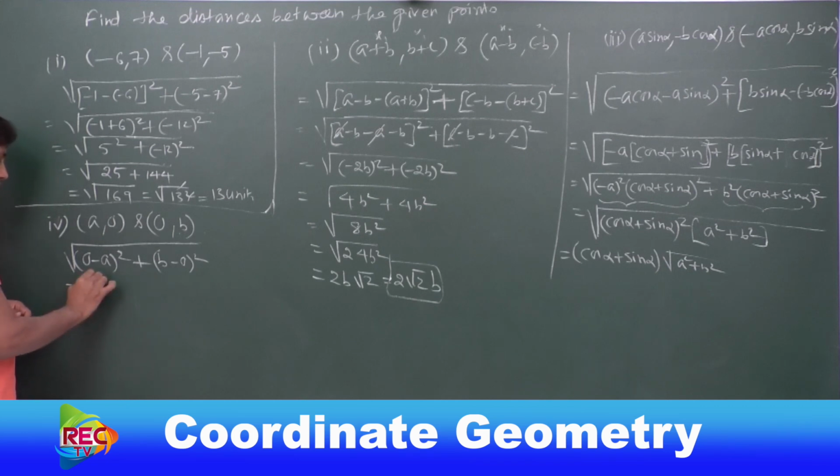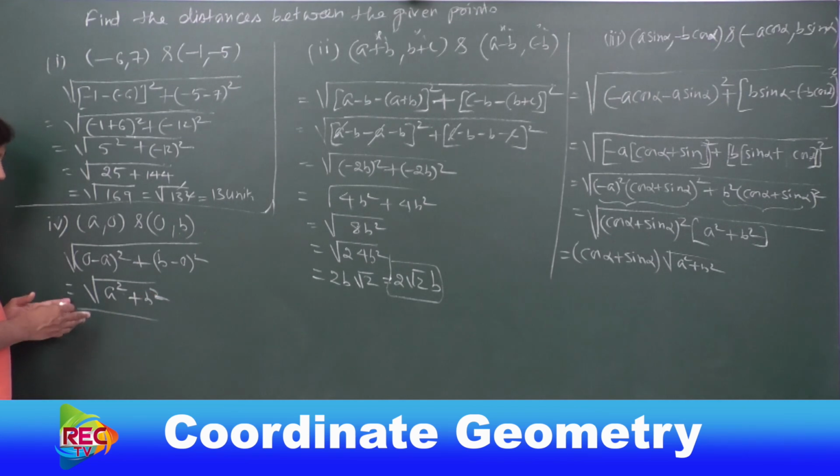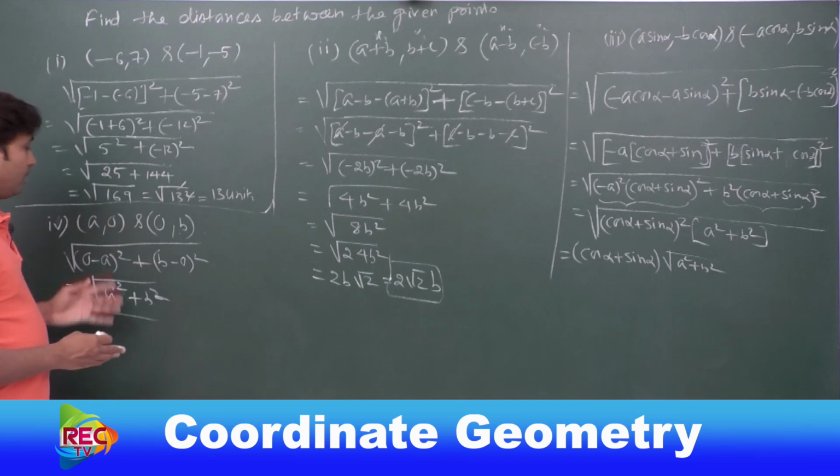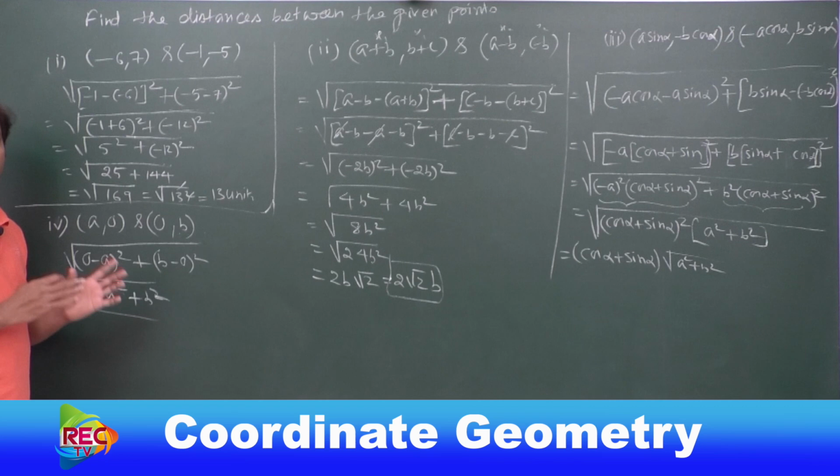So 0 minus a whole square would be how much? Yes, minus a whole square, which is obviously a square, and b minus 0 whole square would be b square. So what is the answer? A square plus b square. So what is the distance between a comma 0 and 0 comma b? This is under square root a square plus b square.